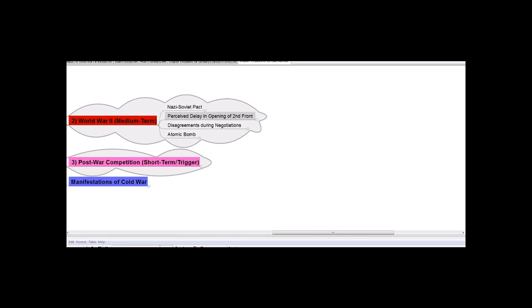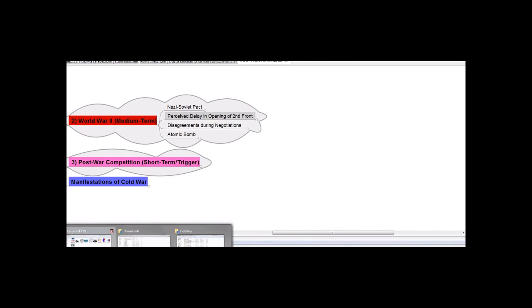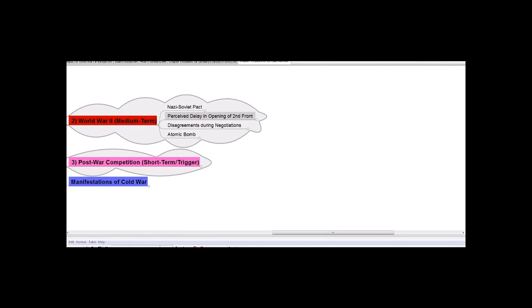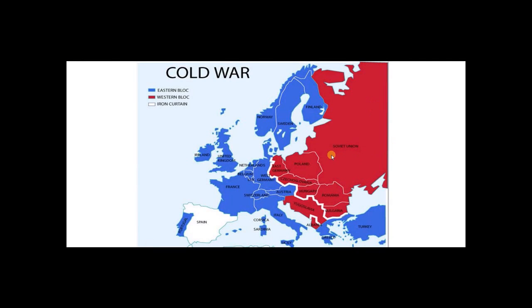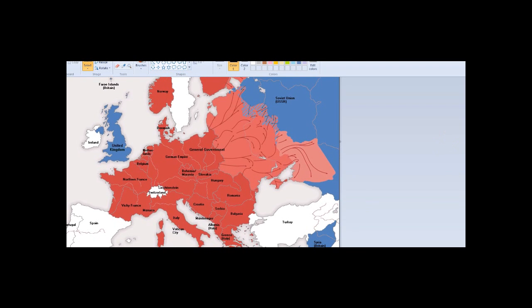So if I were to show a picture, essentially during the war itself, we look at this picture over here. Essentially the Soviet Union, as you see over here, was from June 1941 engaged in a full-scale battle against Nazi Germany.